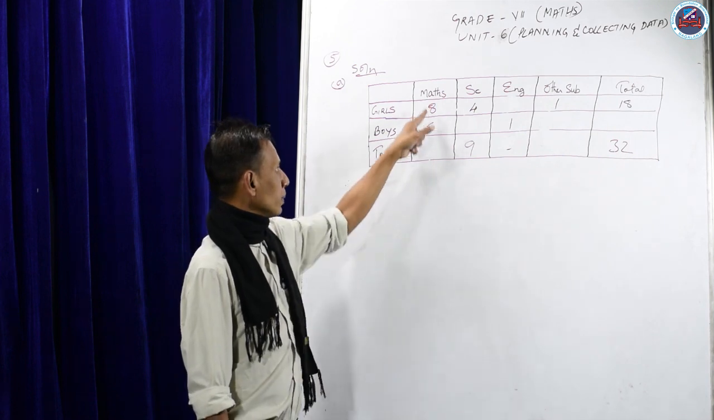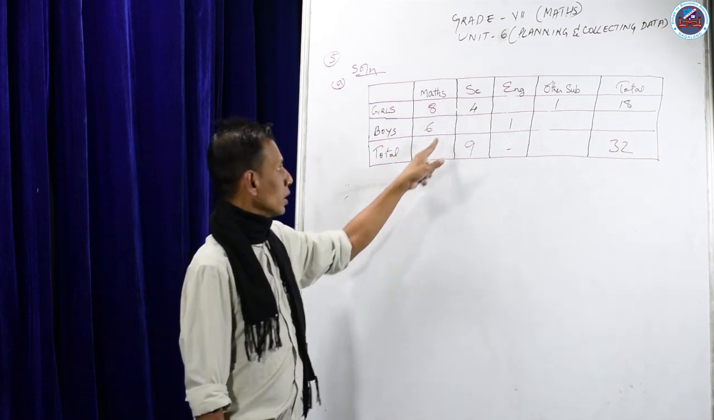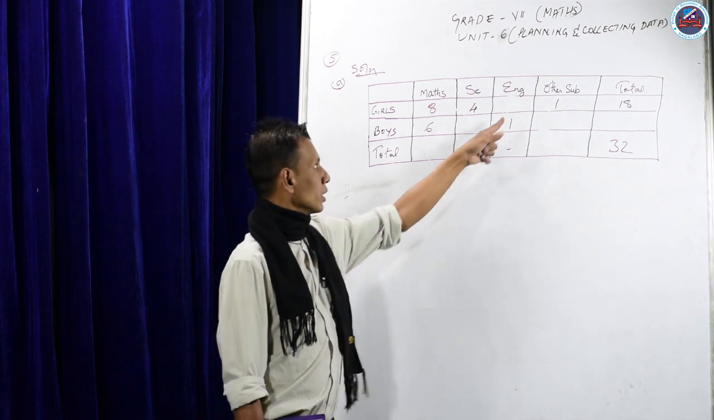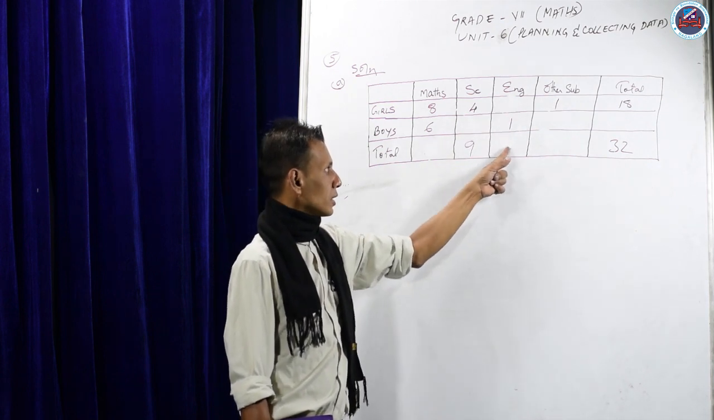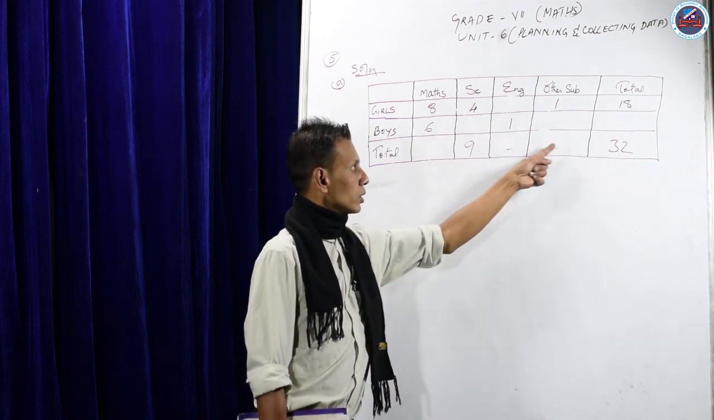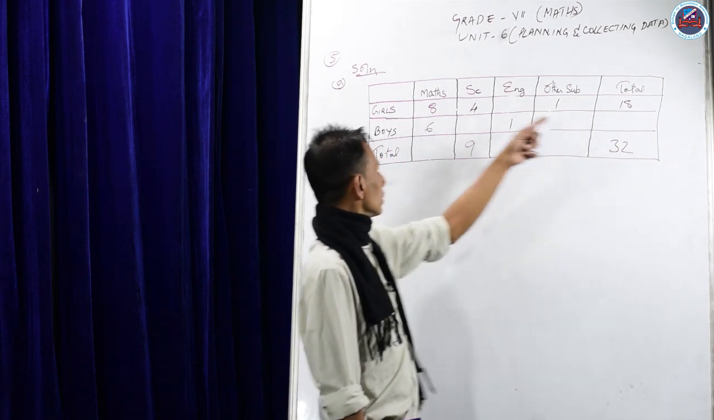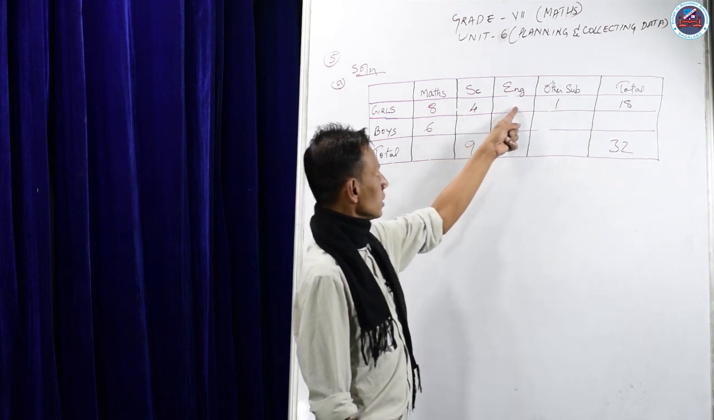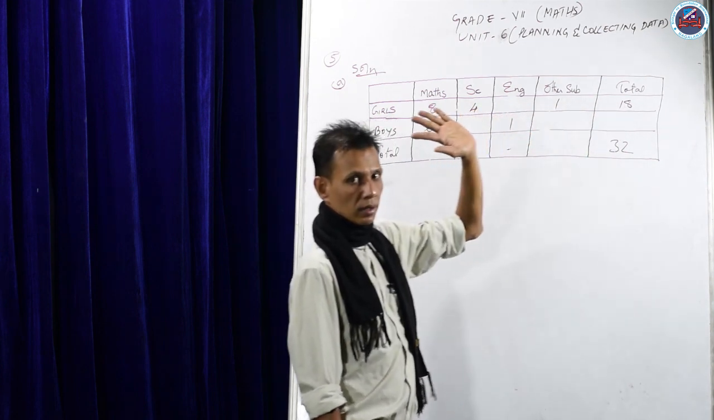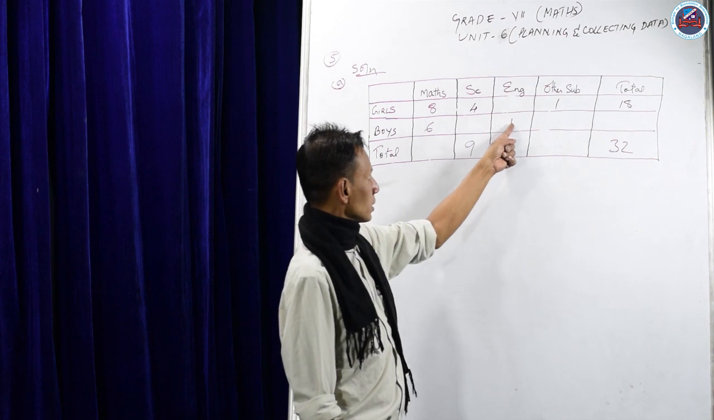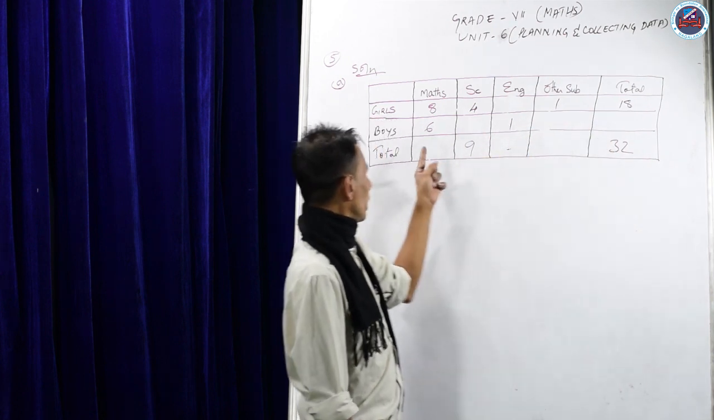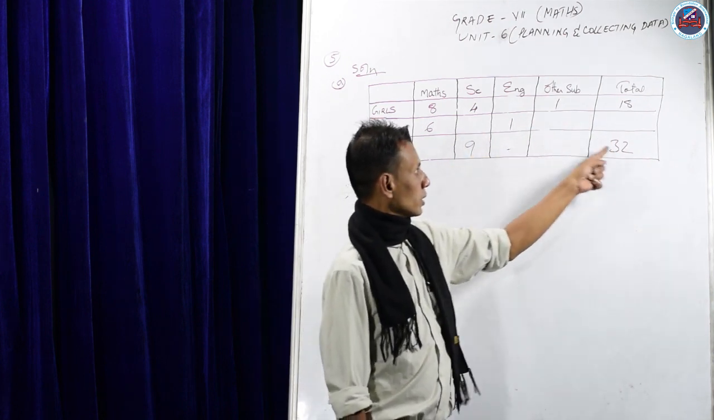Total means if you add up these two, you will get the sum. If you add up these two, you will get the sum. If you add up this and this, you will get the sum. These are the total row. And this is the total: 8 plus this plus this plus this, you will get this 18. This plus this plus this, you will get the total here. And if you add all these, you will get 32.